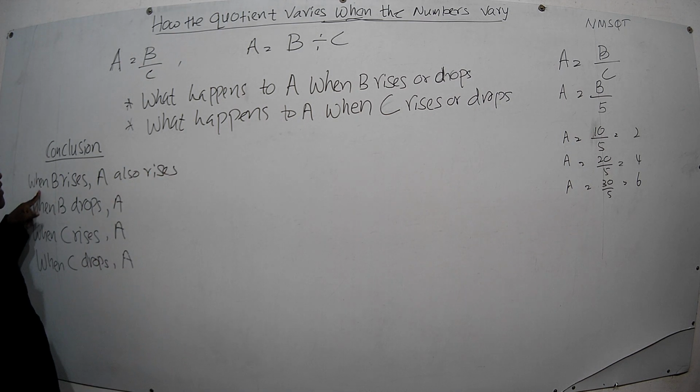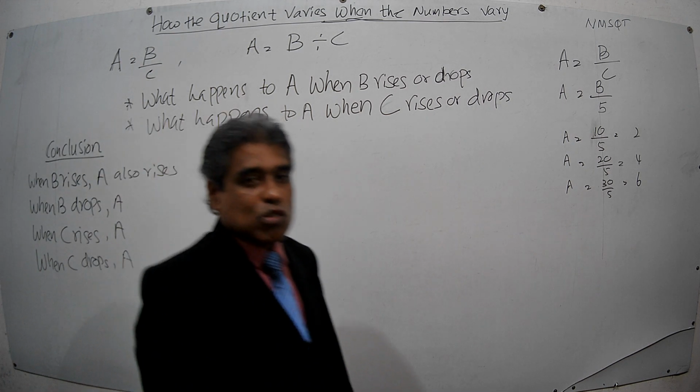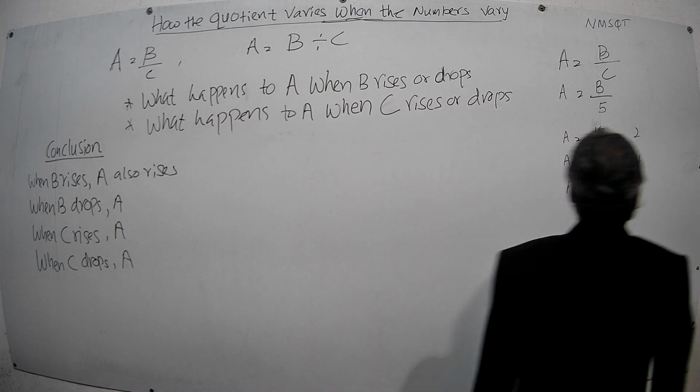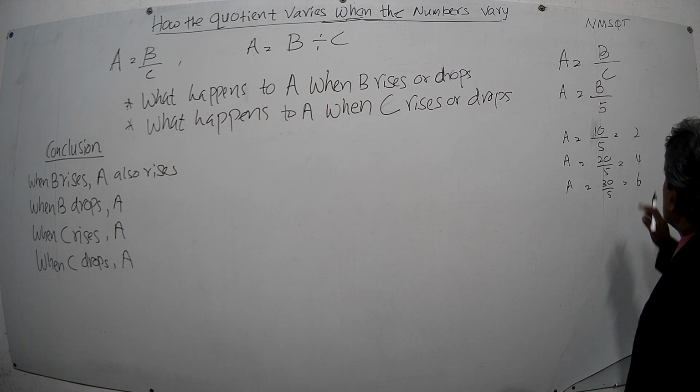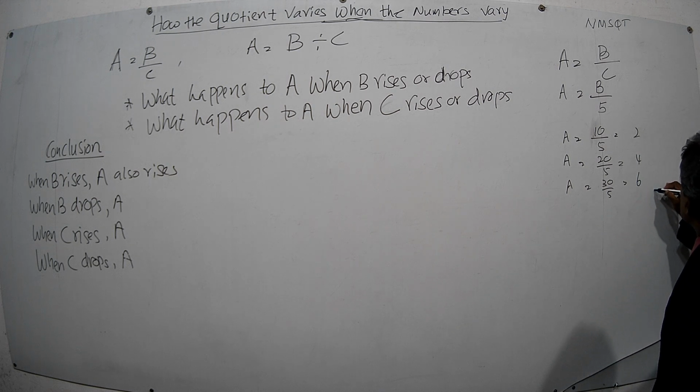When B rises, A also rises. They are the conclusions now. Right, okay. Now we look at what happened to A when B decreases. It can be studied from this itself. We will go from this direction, from bottom up.